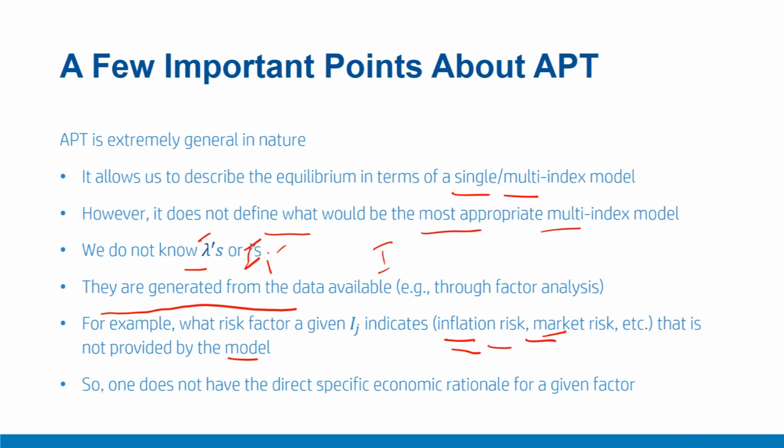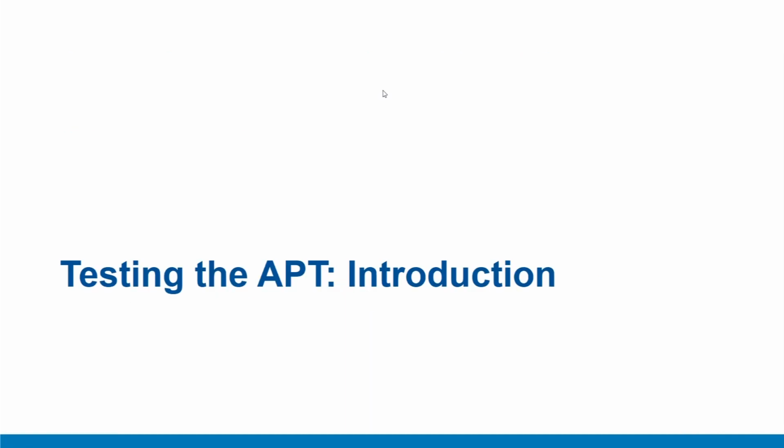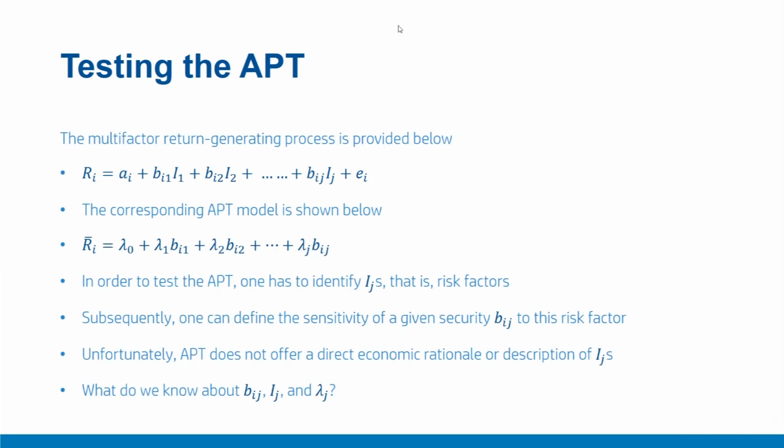One does not have the direct specific economic rationale for a given factor that is thrown to us by mathematical models, and that requires a lot of effort in identifying the relevant influences. Testing the APT. Introduction. In this video, we'll examine how to test the APT. As per the APT, the multi-factor return generating process is provided here.